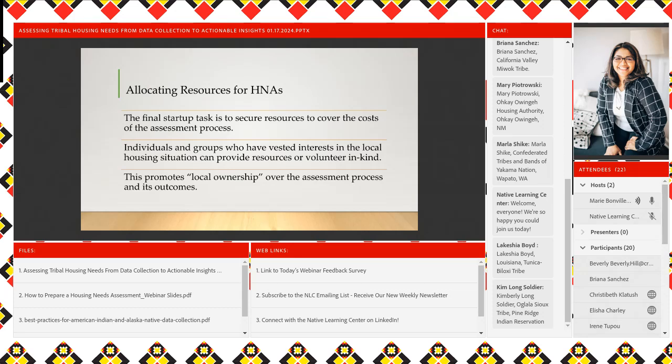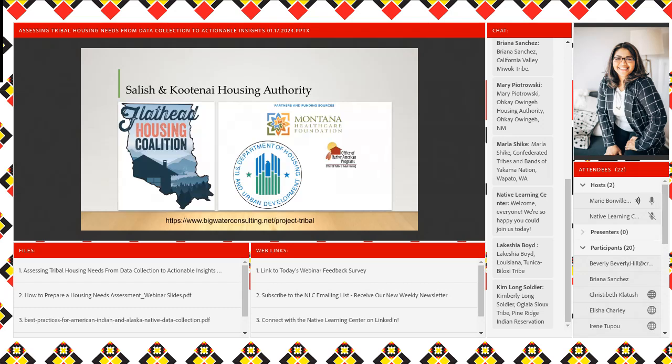As I said before, looking for partners is important. Salish and Kootenai Tribe, Housing Authority, they are a part of the Flathead Housing Coalition. And what they did was that they partnered with the Montana Health Foundation.